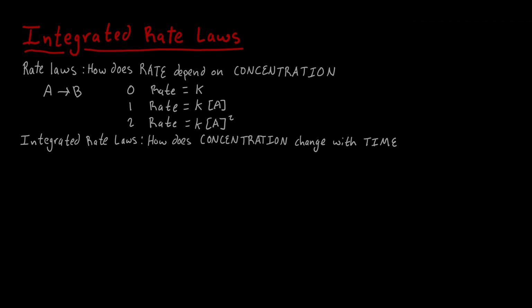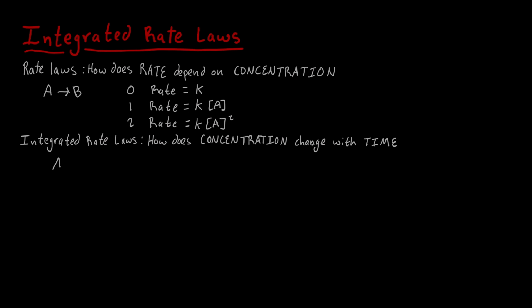So for a zeroth order reaction, the rate does not depend on concentration. For first order, it's a linear relationship, and for second order, it's quadratic. Now for integrated rate laws, the question we're asking is, how does concentration change with time?